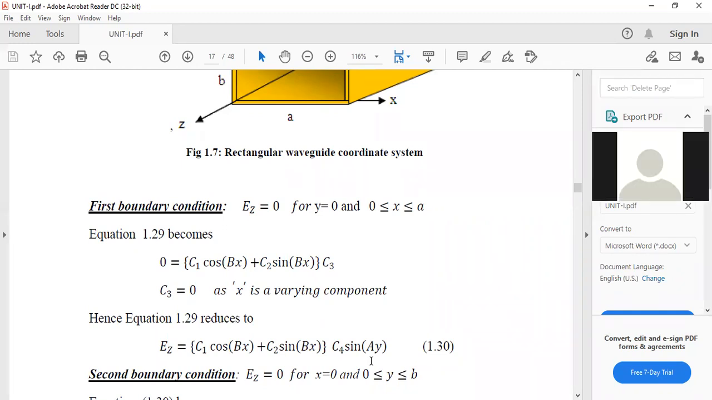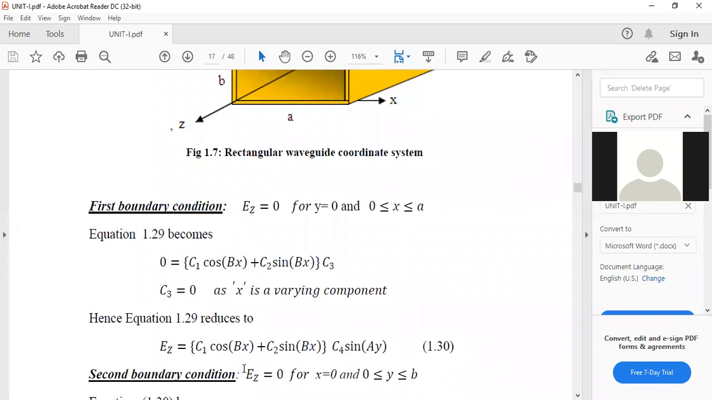Is it okay up to this point? Okay. Now Ez is equal to, we have only 3 components to find out. Already we got C3 equal to 0 due to the first boundary condition.